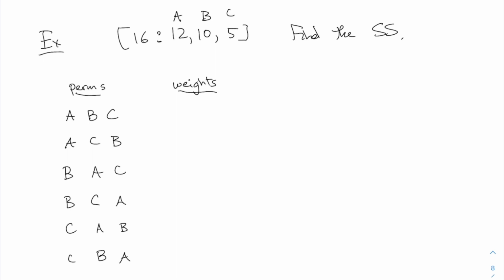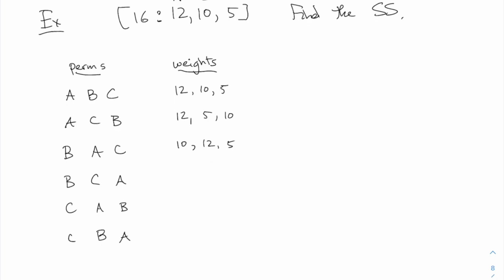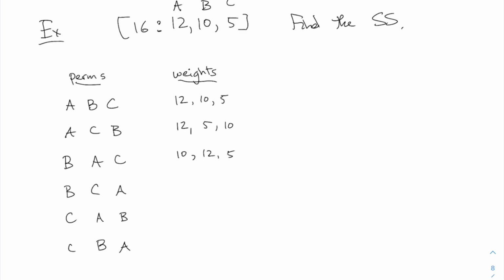So A, B, C, the weights are 12, 10, and 5, right? A, C, B, the weights are 12, 5, and 10. B, A, C would be 10, 12, and 5. I'm just copying the weights of each voter. Now, when you're doing this yourself, you might feel like you can do one or the other of these columns in your head, and that's fine with me. You don't have to draw your chart the same way that I do, but I'm going to include as much detail as possible. CAB would be 5, 12, and 10, and then CBA would be 5, 10, and 12.